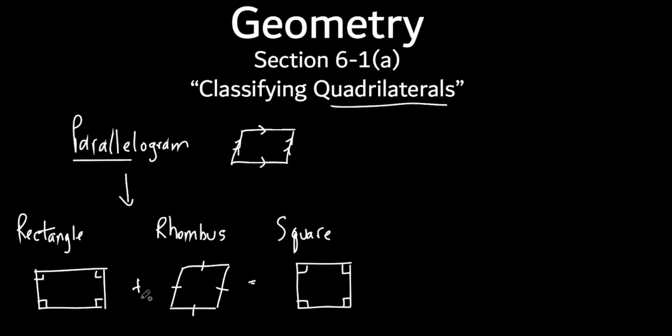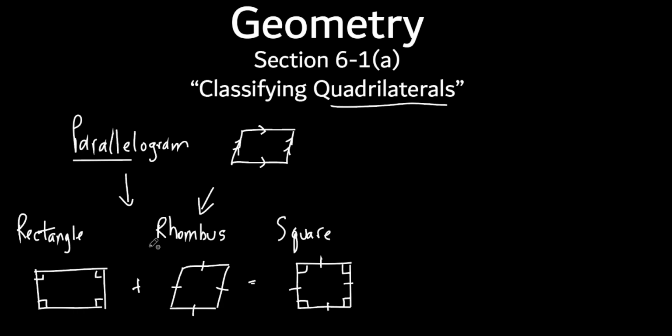I said a square is a rectangle because a square has all four right angles, correct? A square is also a what? A rhombus. I went rectangle, then I went rhombus. A square is also a rhombus because what's true about all four sides of a square? They're all equal to each other.